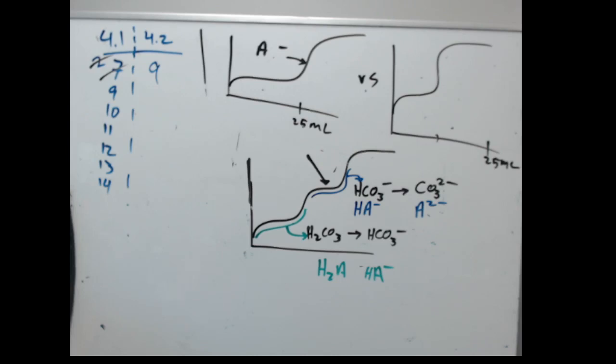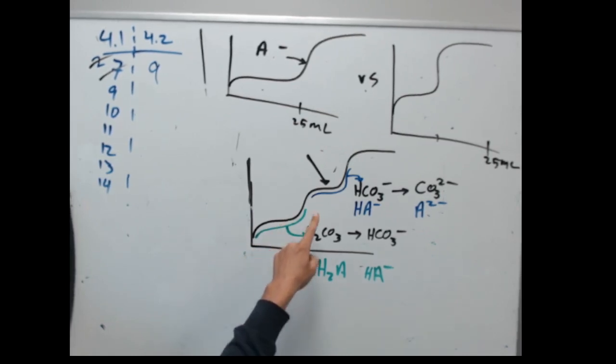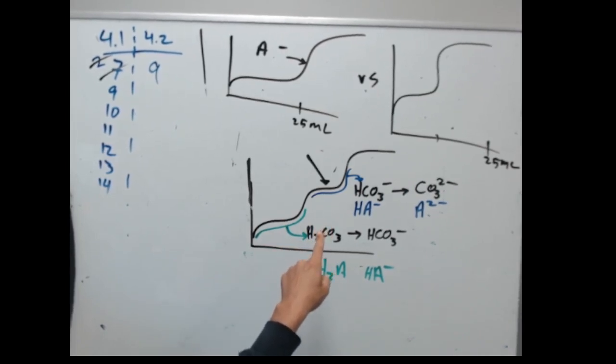Ooh, tricky question. What's the pH at the first midpoint? The pKa of the first proton. What's the pH at the second midpoint? The pKa of the second proton. But it doesn't tell us what we're working with, so just use the generic HA minus, A2 minus.